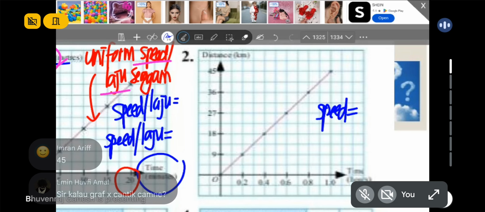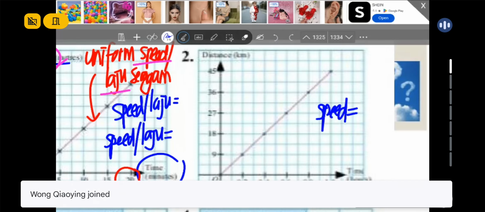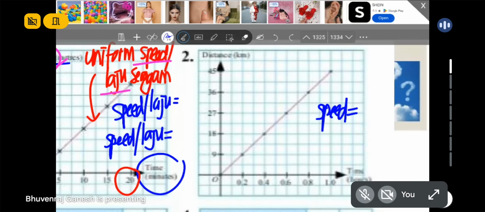Kalau graf tak cantik macam mana? Kenapa graf untuk yang ni tak cantik? Garis lurus saja, guys. Kamu guna pembaris tau. Semua titik ni kamu kena hubung guna pembaris. Okay, must use ruler one, guys. So if you use ruler, confirm it will be nice lah. Macam mana tak boleh cantik kalau guna pembaris? Faham tak? Pembaris pasti boleh cantik. Okay? So apa nilai dia, guys?